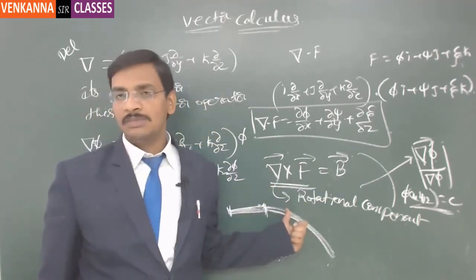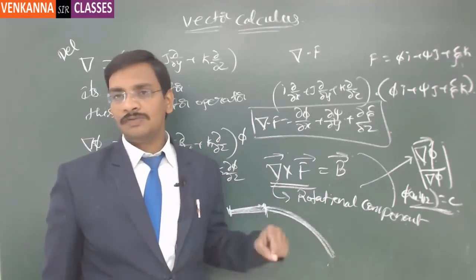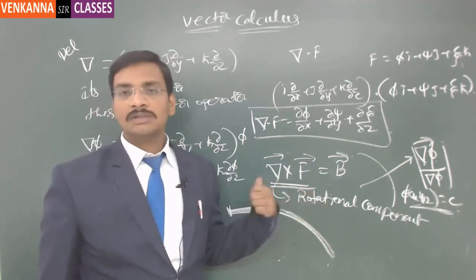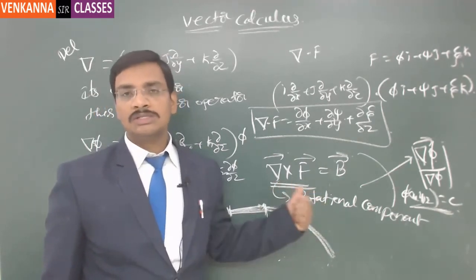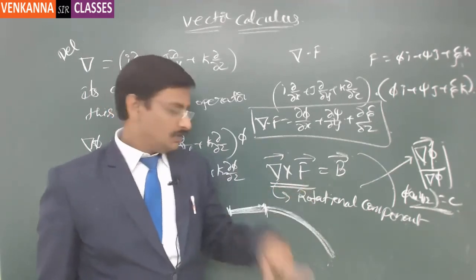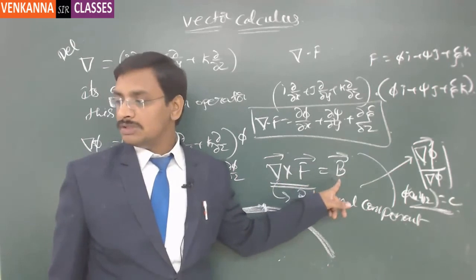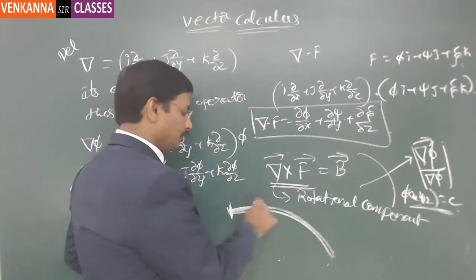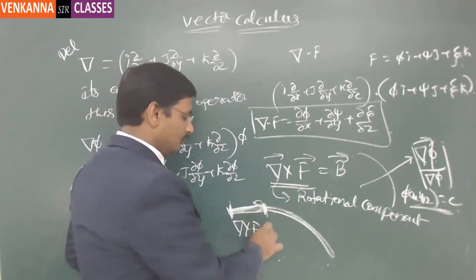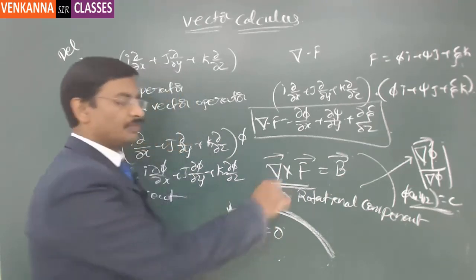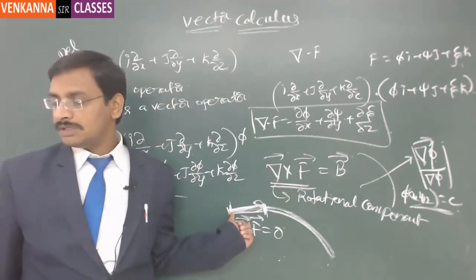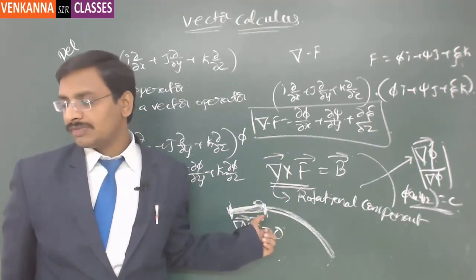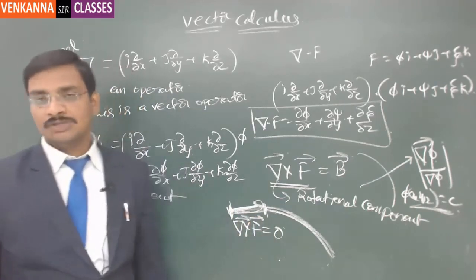So del cross F is nothing but the rotational component of the fluid, or the rotational component of any particular field. So the effect on a particle because of the field: is it going in a straight line manner or is it going in a curved fashion? If it is a curved fashion, then del cross F is no more zero. If it is going in a straight line manner, there is no rotational component. In this particular range of fluid flow, del cross F is equal to 0 because there is no curved fashion. The particle is moving straight from here to here, but it is not taking a curved path, right? So in this particular case, del cross F is equal to 0.